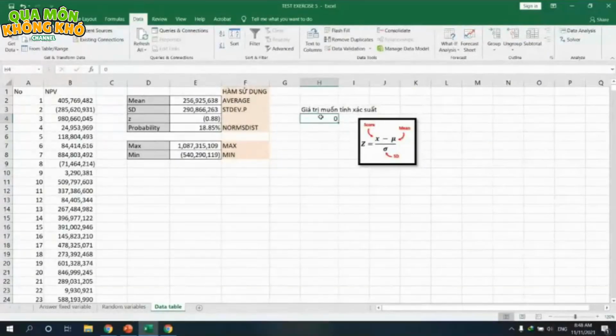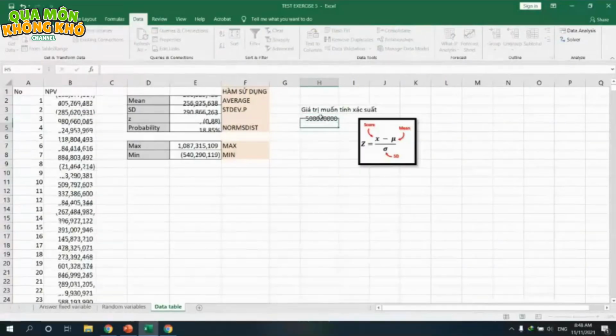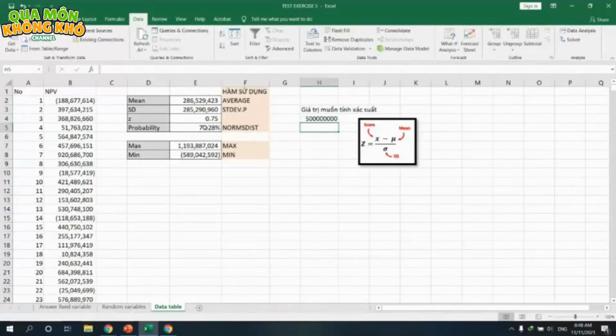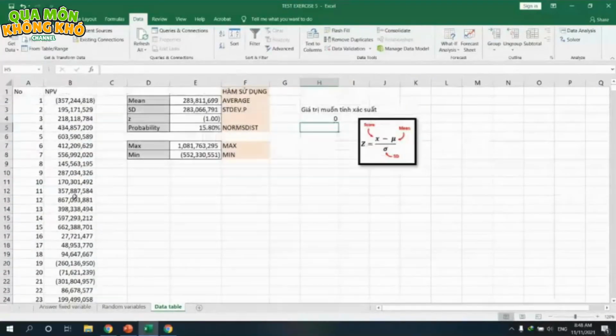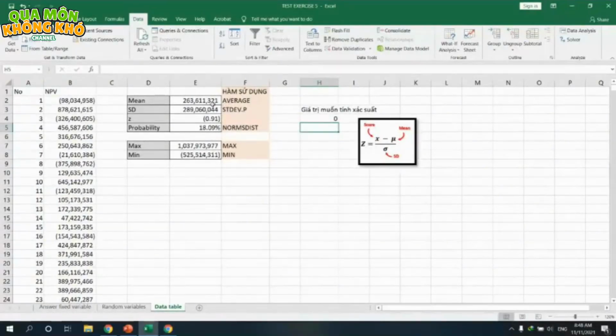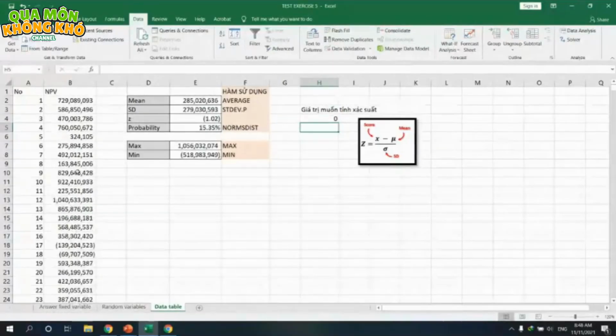For example, you want to calculate the probability for NPV to be less than 500 million. And the probability will be 77.28. Yeah. And as we say, if you increase the number of NPV values you take, you will minimize the change in the variable. You can see here it will change a little bit, but as you increase the number of values you take, the change will be minimized.